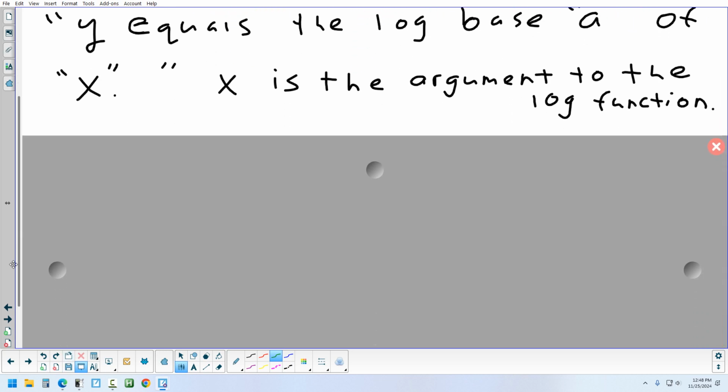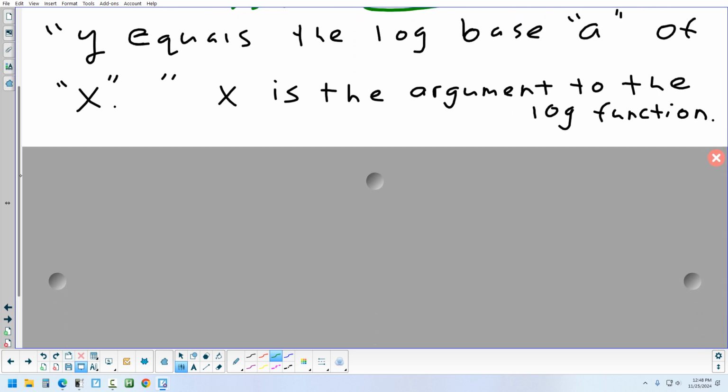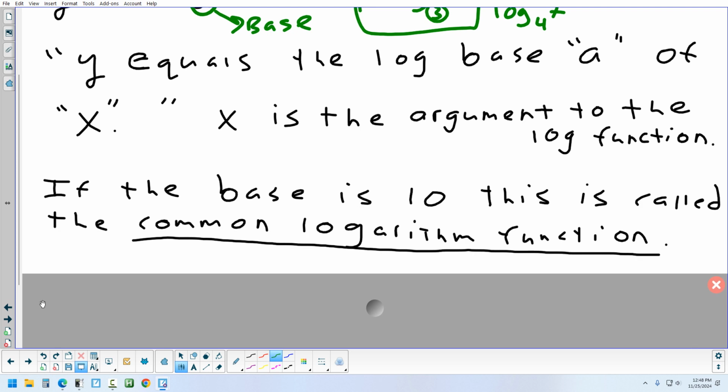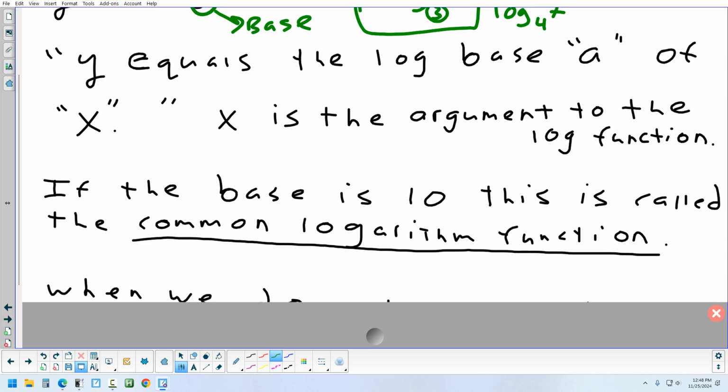There are two kinds of bases that come up most often. Base 3, base 4, those are not common. We don't use those a lot. One that we do use a lot is base 10. Base 10 means common log. So anytime you write something like log base 10 of 24, you're taking the log of 24, and the type of log that you're doing is base 10. Another way to read this is the common log of 24.